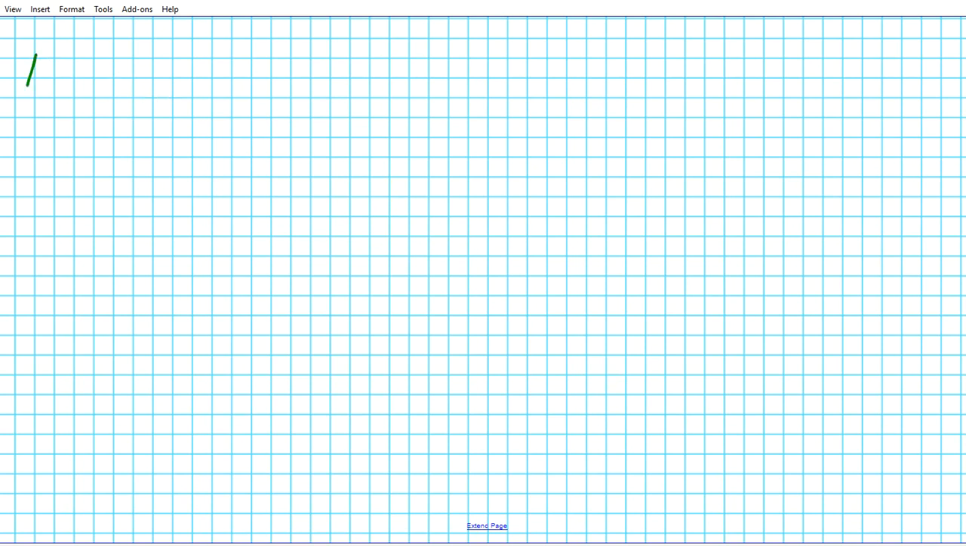Okay, so rules for multiplying and dividing signs. So just focus on the signs for now. Alright, so what are the rules for multiplying and dividing signs?